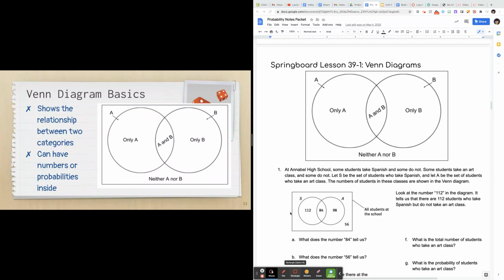There is a practice problems video that goes with Venn diagrams if you want a little bit more practice, all right? So let's go ahead and jump into it here.